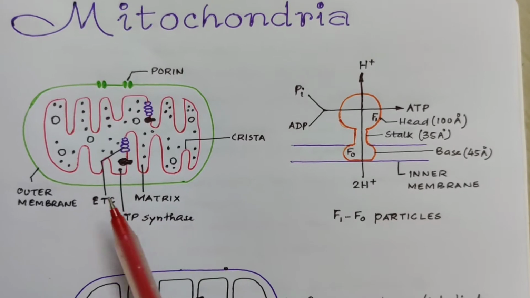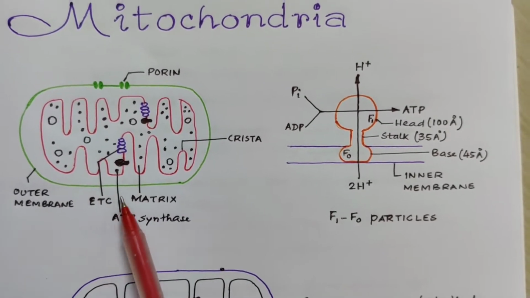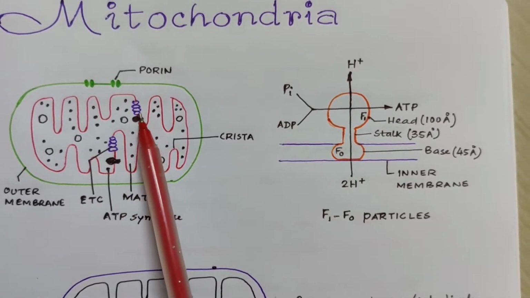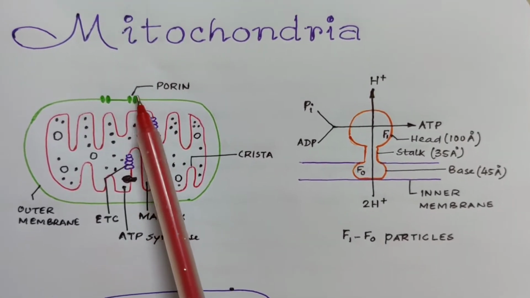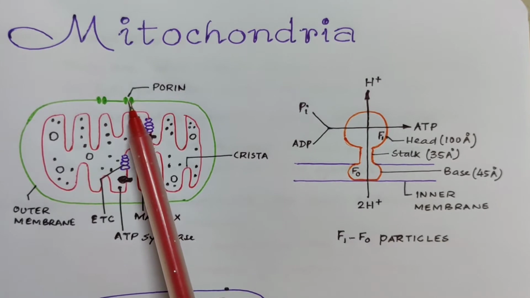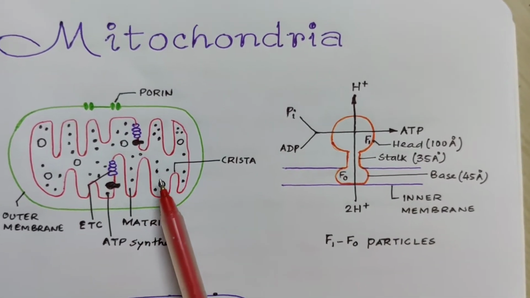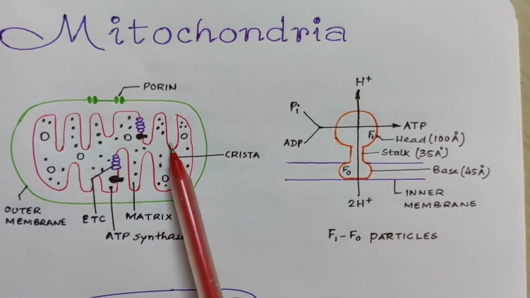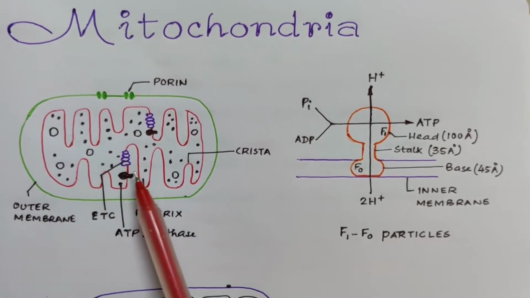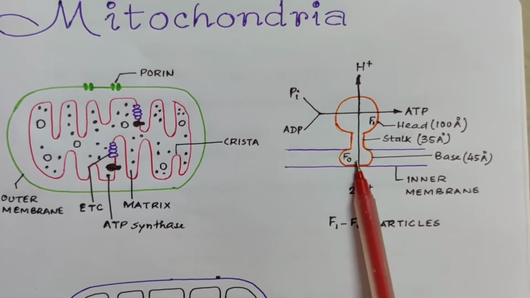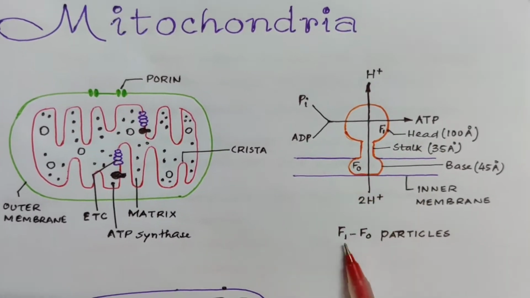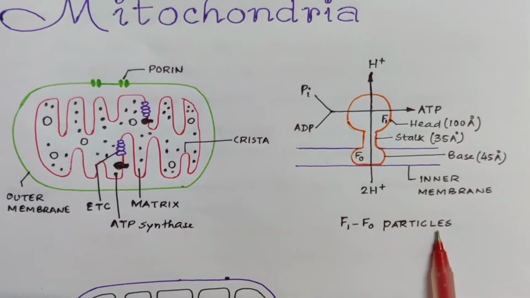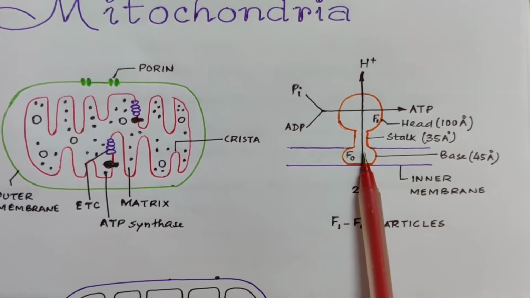You can see each and everything. This ETC means electron transport chain. These are the electron transport chain over here. These are the pores known as porin. Now these are cristae: finger-like projections of the inner membrane are called cristae. Each crista has tennis racket-like particles known as F1, F0 particles or subunits of Fernandez-Moran.